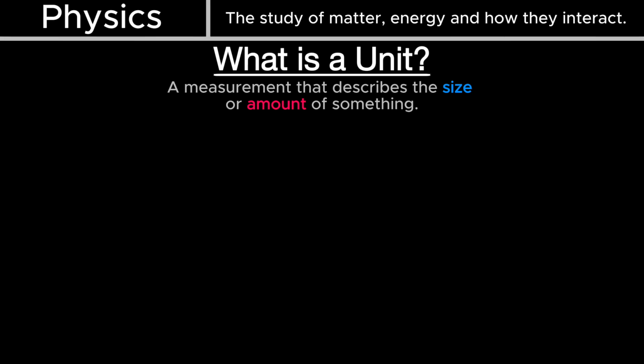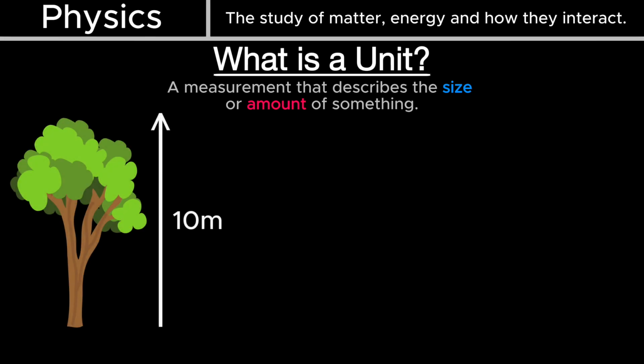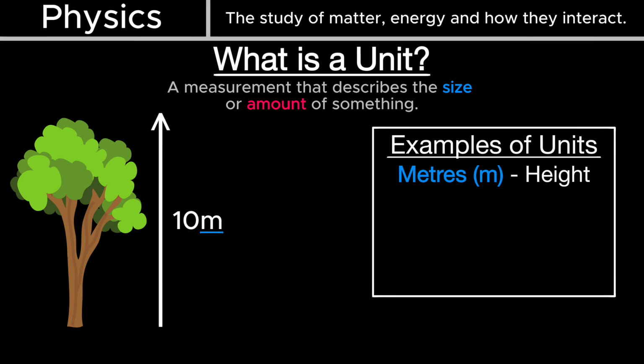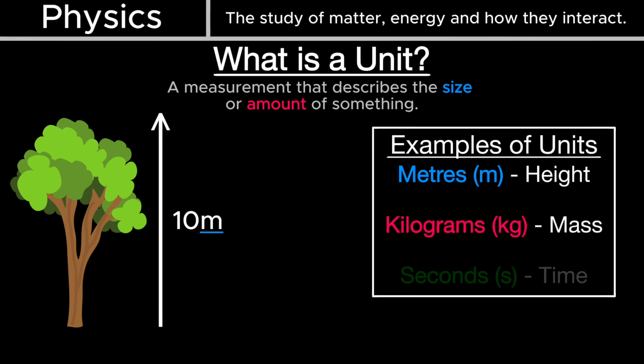You must always provide the unit so that people understand the scale of what is being measured. For example, if a tree has a height of 10 meters, the unit is meters. Without the unit, the number wouldn't mean anything, so we wouldn't know the actual height of the tree. It could be 10 millimeters or 10 kilometers tall, although that's highly unlikely. Other examples of units include kilograms for mass and seconds for time.